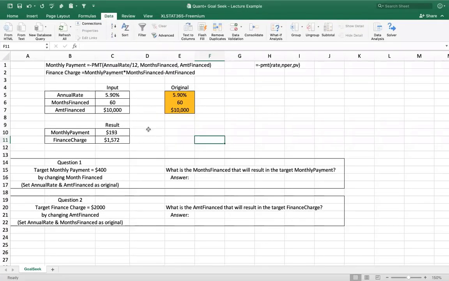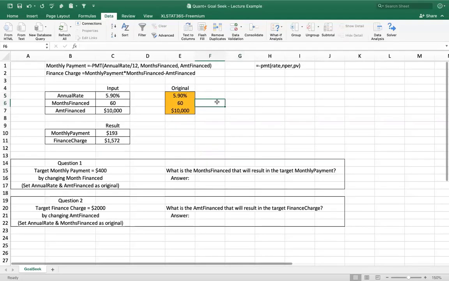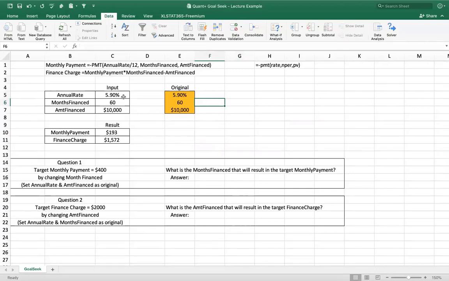So what I have set up here is a bit of a loan payments calculator. First, I just wanted to apologize about last week. I completely forgot to zoom in on my demonstrations, so hopefully this will be much easier on your eyes. Very sorry about that. Here I have the inputs: the annual rate, months financed, and amount financed, as well as the results: the monthly payments and finance charge.